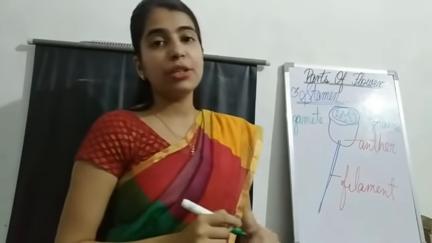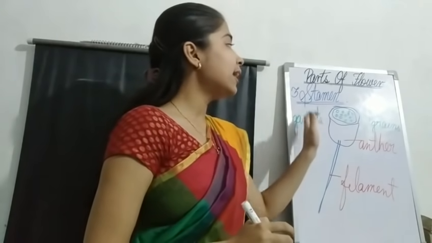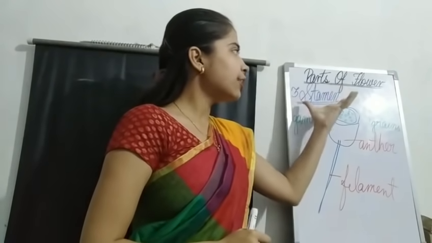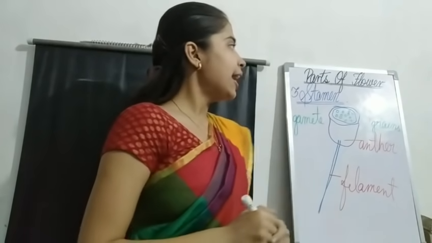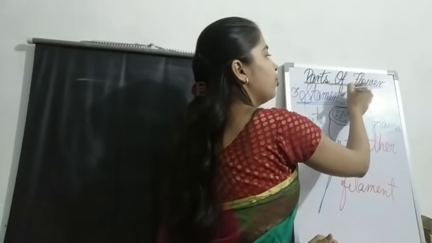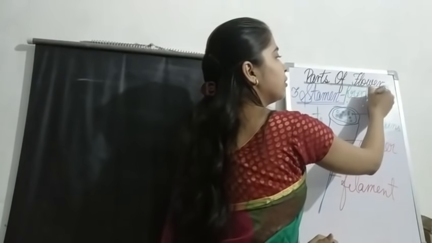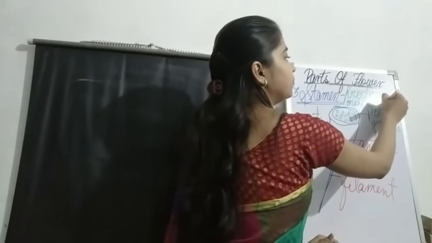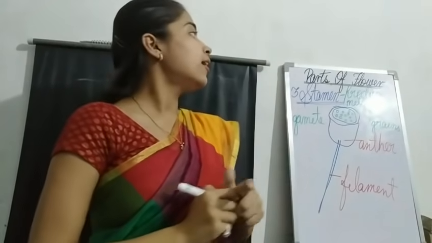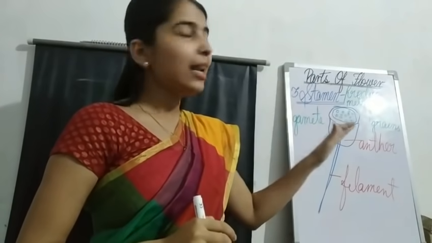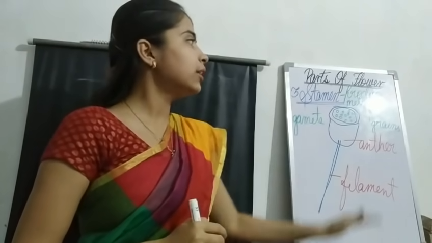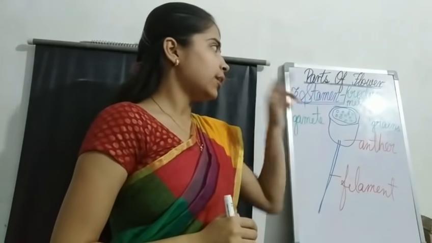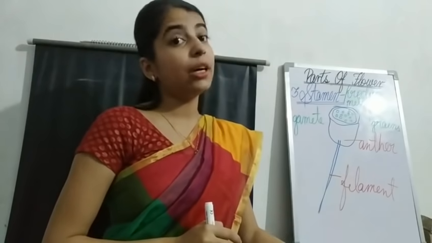Okay, male gamete, or we also say the male cell of the flower. So the chief function of the stamen is to produce male cells. It is the male part of the flower, and the chief function of the stamen is to produce male cells. Clear? Once again, let us look at the structure of the stamen.